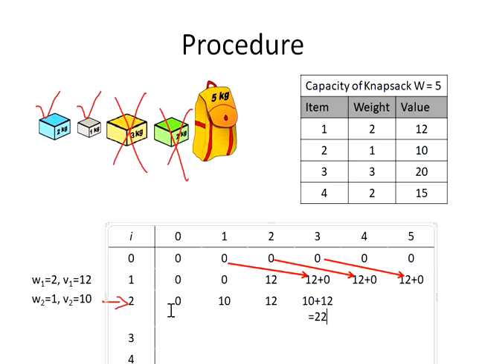Next we'll proceed. Weight 1 in a bag of 4. What is the profit earned? 10 is the profit earned. How much is remaining? Remaining is 3 kgs. Value of 3 in the previous row is 12. So this is 12, and this becomes 22 again. This 22 is compared with 12, and 22 is the greatest one. So I am going to retain 22.